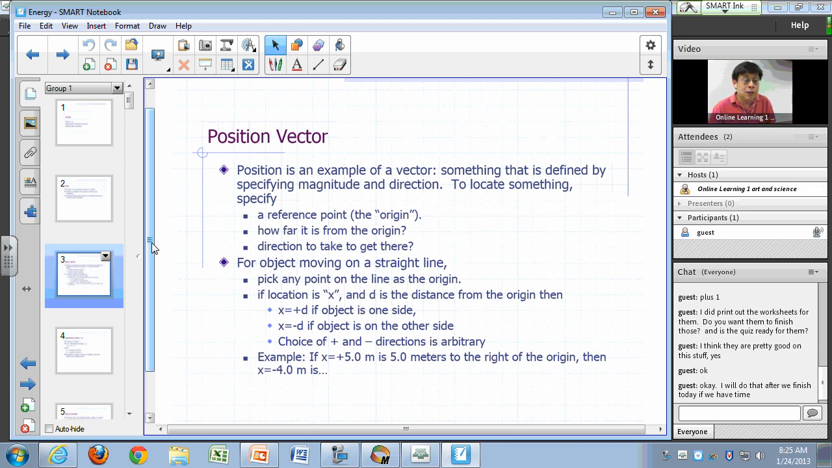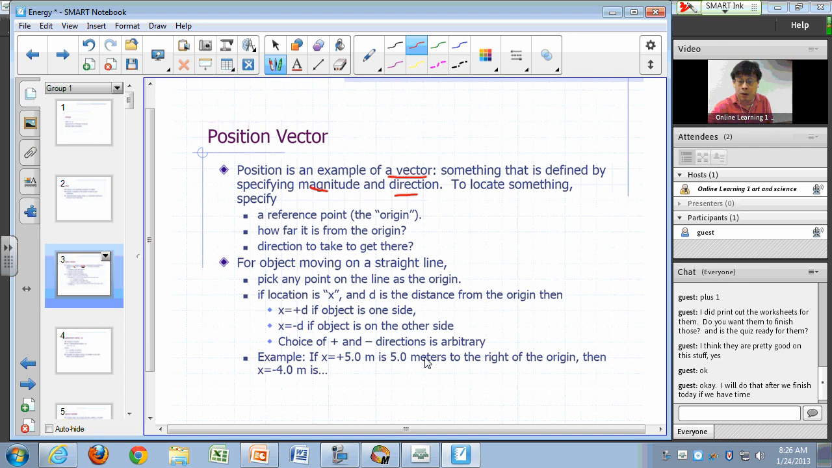Okay. Position, let's start with the idea of a position. A position is an example of what's called a vector. A vector is something that can be defined by specifying a magnitude and direction. So you need to specify two things to define a vector. Now, position is an example of one. To locate something, the first thing you need to do is have some kind of reference point. Because if I ask you, where are you? You can't just tell me 10 meters away. You have to tell me 10 meters away from what?